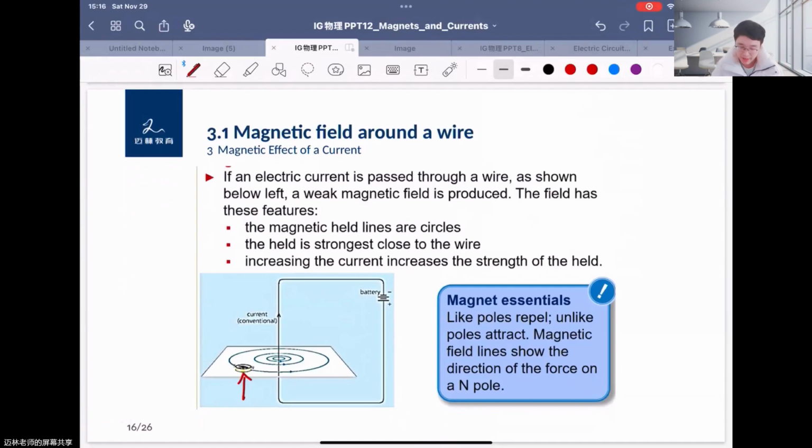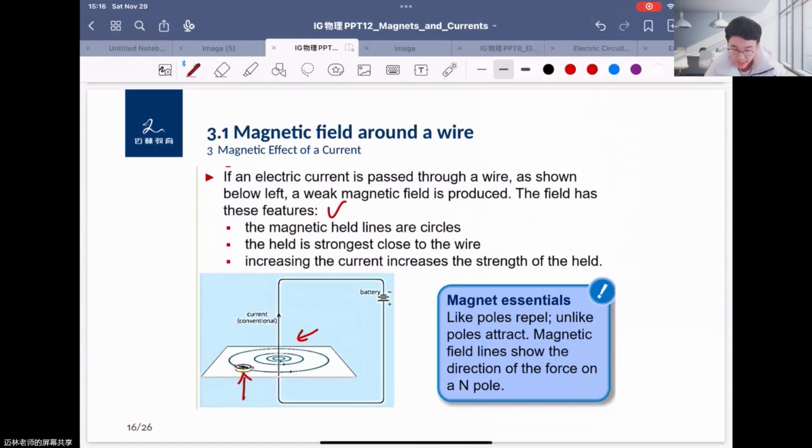In this figure, it shows the magnetic field. You can find there are ripples, a circle around another circle. Here are some features. The first feature is that the magnetic field lines are circles, and the circles have the same center.